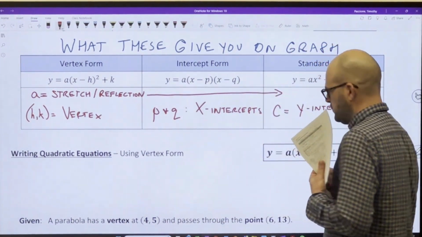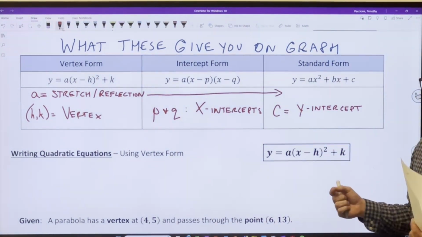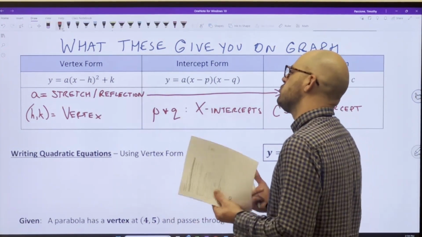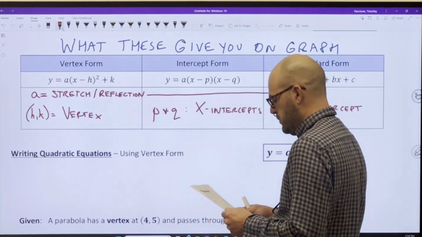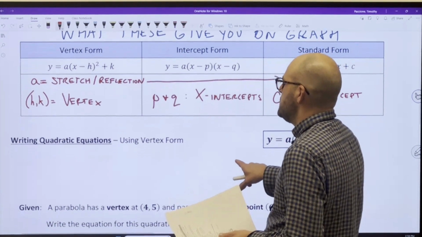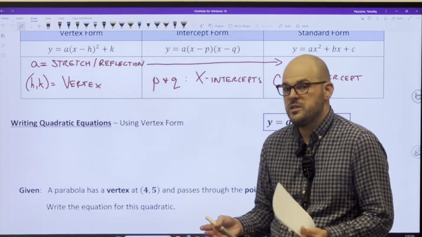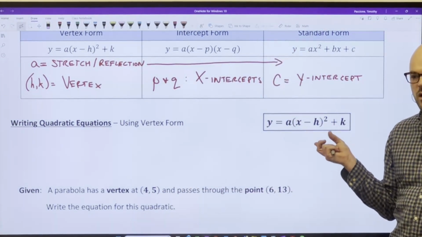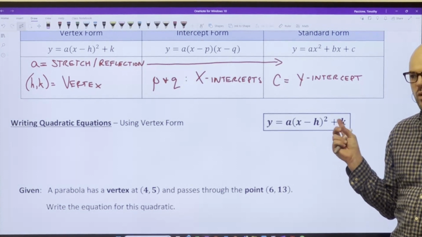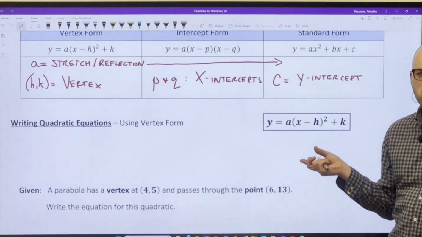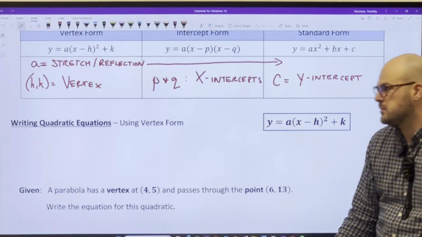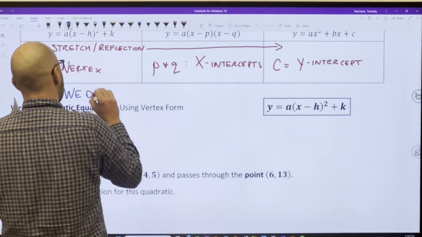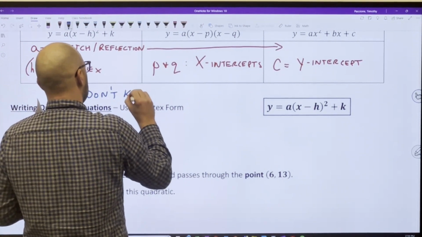Okay. We just got to be solid on what we're given so we know what form to use when we're given things. Okay? So the first thing we're going to do is write an equation using vertex form. So in any of these equations, they're going to give you the vertex, which is great. But think about vertex form. If I just give you the vertex, do you have enough to write the form? What's missing? A. So in all these situations, we don't know our A. So we got to find it.